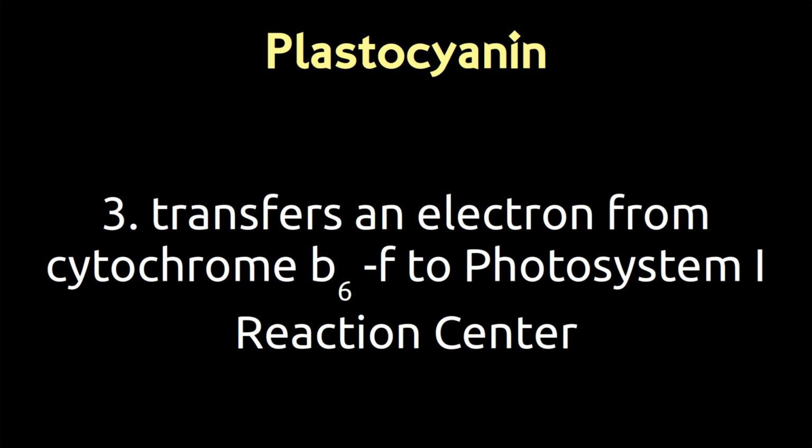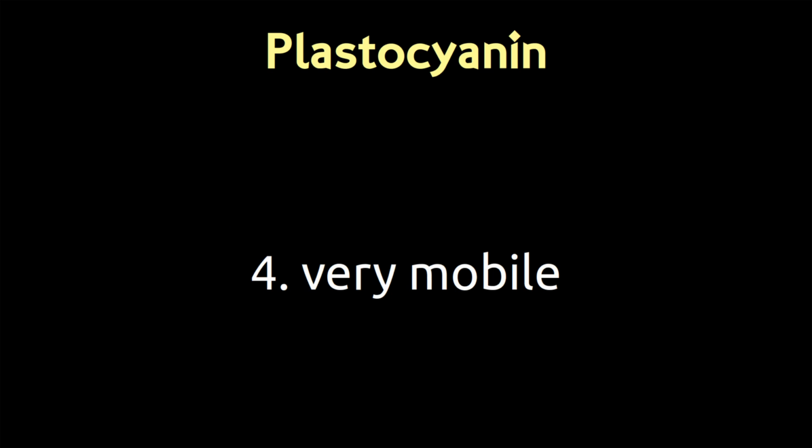Because it's not bound in the membrane, because it's not actually sitting in the membrane somewhere, it makes this very mobile as well. It can fairly rapidly shuttle electrons from one component to the next because it's not bound in the membrane. That makes sense. So, which then brings us to Photosystem 1.